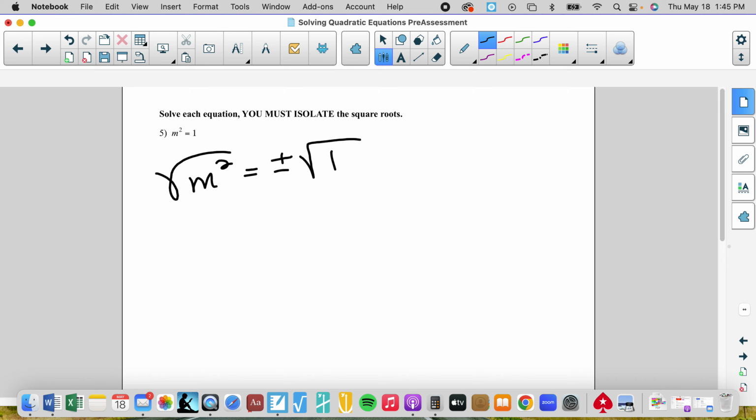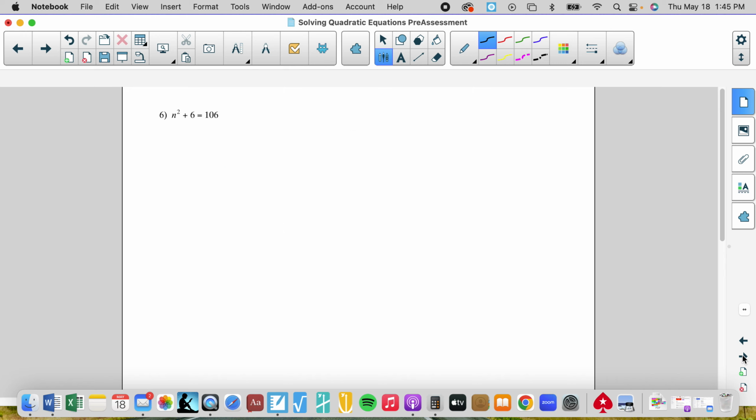We're going to take the square root of the left side. We have to take the square root of the right side. Square root of m squared is m. The square and the square root cancel, hence why we are taking the inverse of the square, which is square rooting. And we get plus or minus 1, because the square root of 1 is 1. So my answer is plus or minus 1. Nice and genteel, easy, simple one.